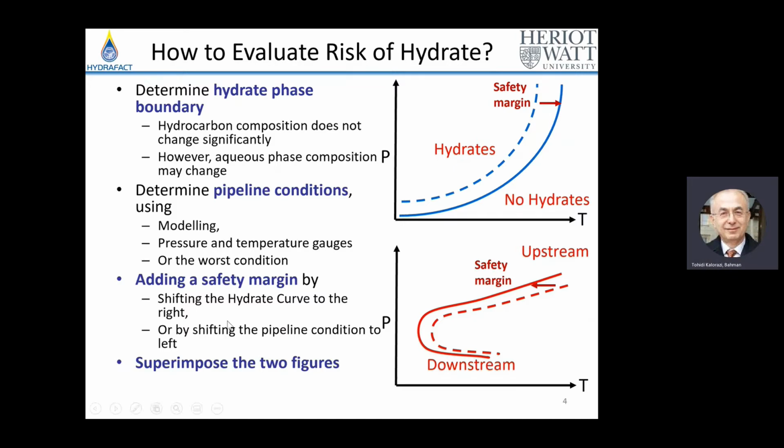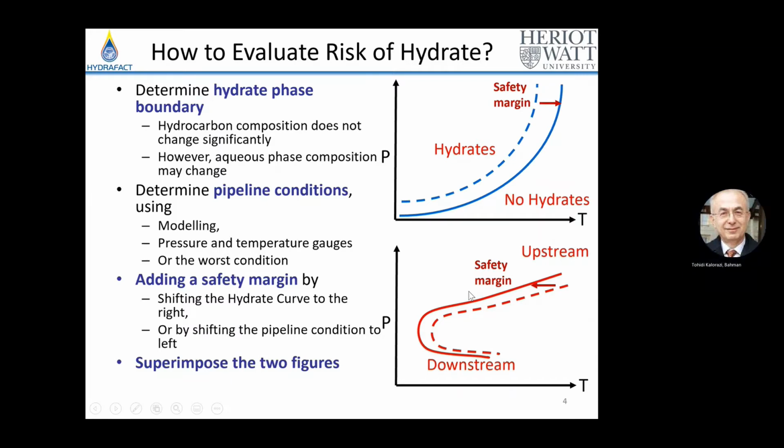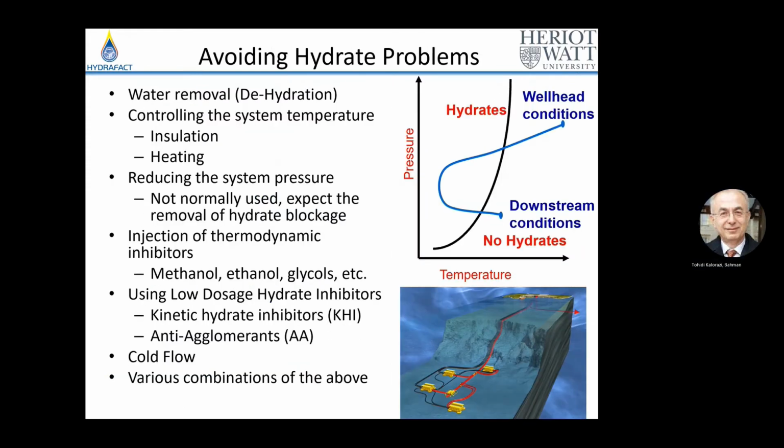So we add a safety margin. We can add it to the hydrate phase boundary, or we can add it to the pipeline condition. One of them is enough. And then we superimpose the two figures. If you superimpose the two figures together, we get something like this.